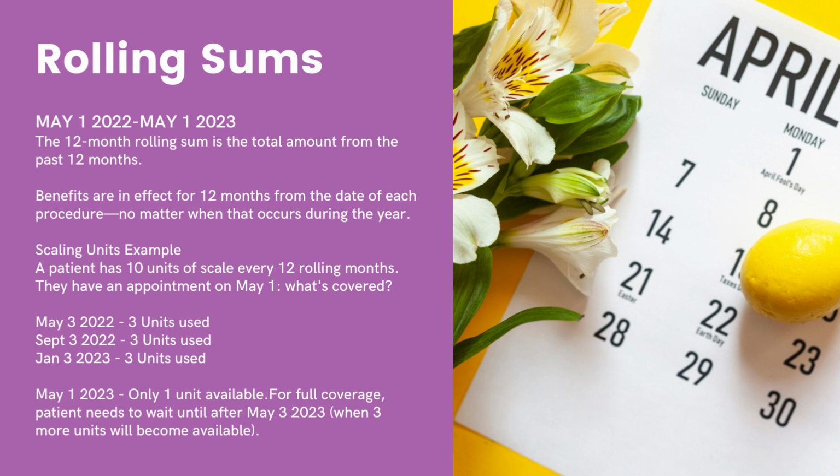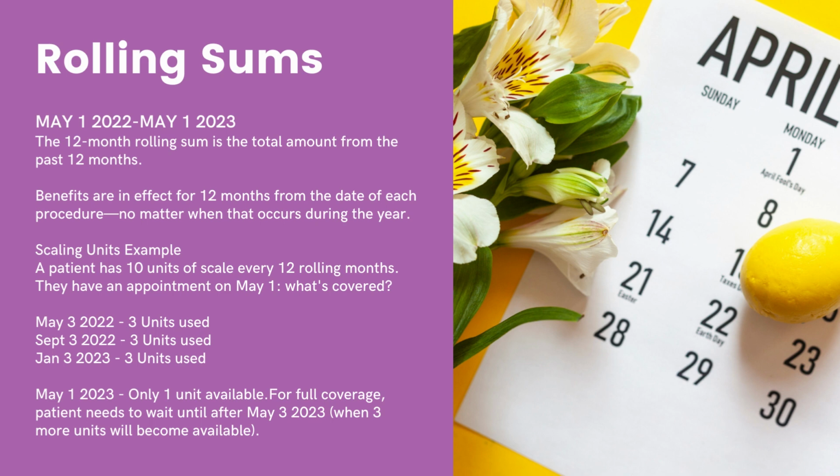They came in for their last cleanings on May 3rd, 2022, where 3 units was used, September 3rd, 2022, where we used another 3 units, January 3rd, 2023, another 3 units. So that means if they were to come in on May 1st, 2023, only 1 unit would be available since we've already used 9 in the past 12 rolling months. For full coverage, the patient would need to wait until after May the 3rd, 2023, because that is when 3 more units will become available.